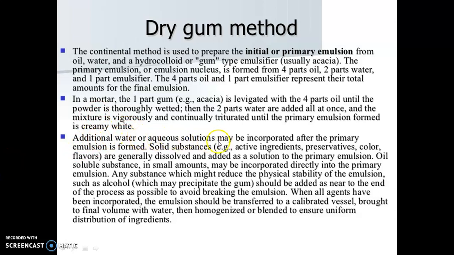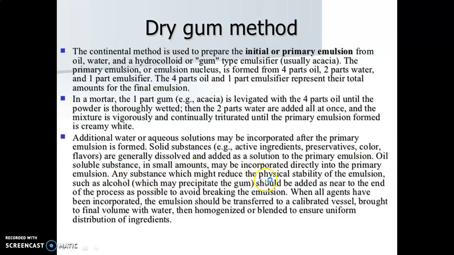Additional water or aqueous solutions may be incorporated after the primary emulsion is formed. Solid substances, for example active ingredients, preservatives, color, flavors, are generally dissolved and added as a solution to the primary emulsion. Oil soluble substances in small amounts may be incorporated directly into the primary emulsion.